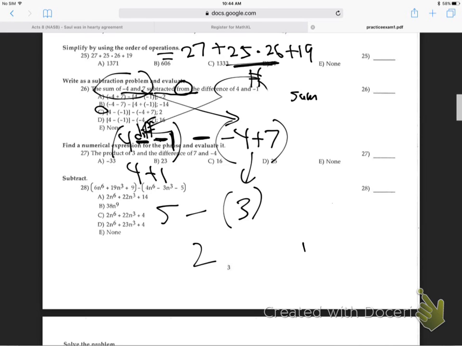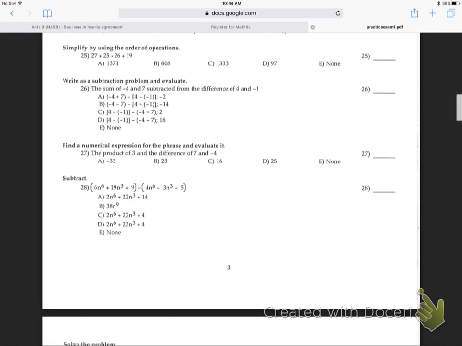I'll move on from there to number 27. The product of 3. So what does product mean? Multiply 3 times something, right? The product of 3 and something, 3 multiplied by something. What? Difference. What does difference mean? There'll be a minus. Keep the same order. 7 minus 4. Wrong. I see that a lot though. Minus a -4. Difference of -4, right?